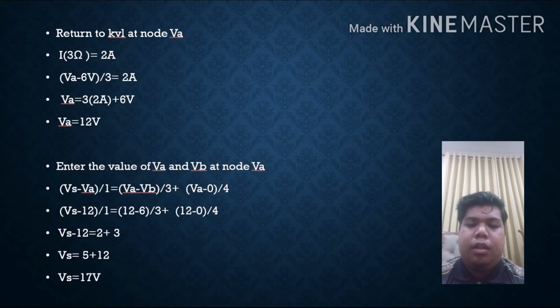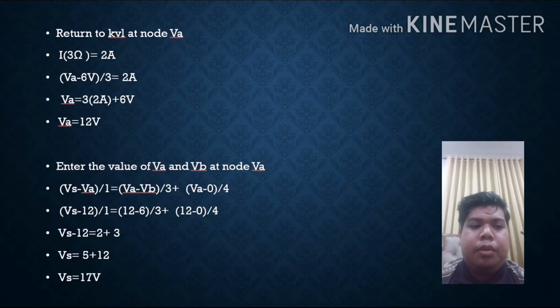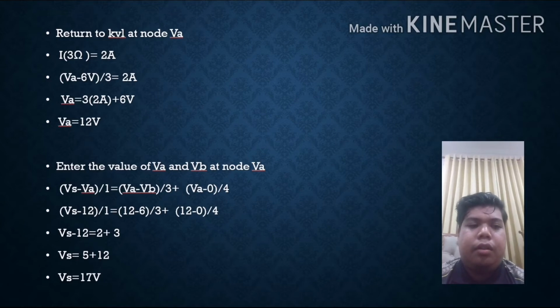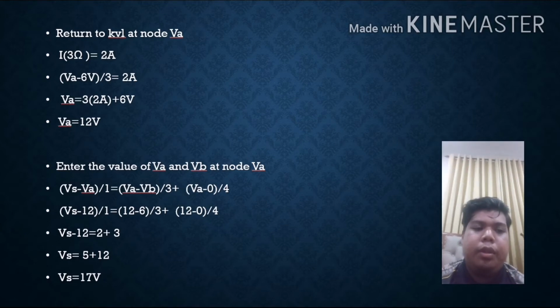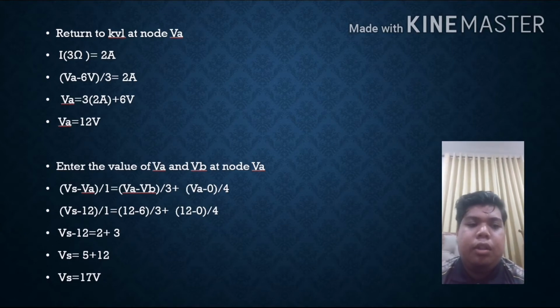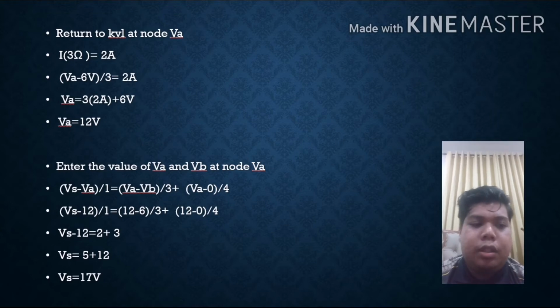Then we have found the value of VA and VB. Then we enter the values into the first equation at VA. So we input the values of VA and VB. We will get voltage supply minus 12 per 1 equals 12 minus 6 per 3 plus 12 minus 0 per 4. Then we do algebra. The final answer we will have is voltage supply equal to 17 volts.